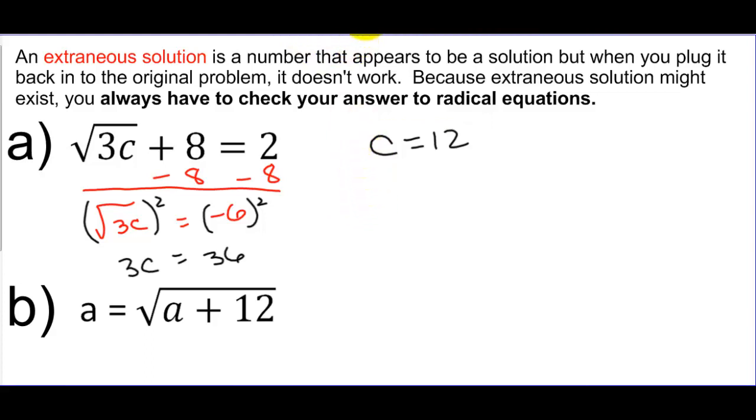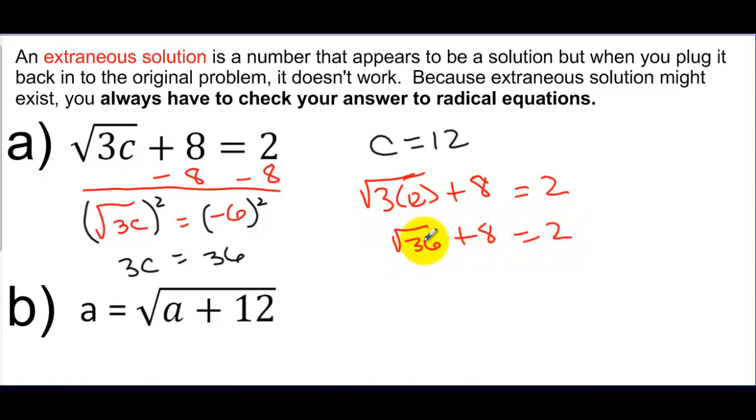When I plug that in, let's find out what happens. It says the square root of 3 times 12, plus 8, should be equal to 2. When I do 3 times 12, that's 36. This is really the square root of 36 plus 8 is equal to 2. Well, the square root of 36 is 6, and this says 6 plus 8 is equal to 2. That's obviously not correct. 6 plus 8 is equal to 14, right? That's not 2. So this doesn't work.